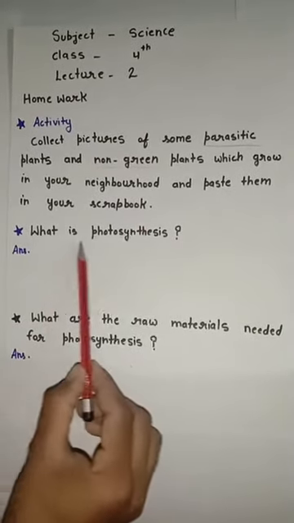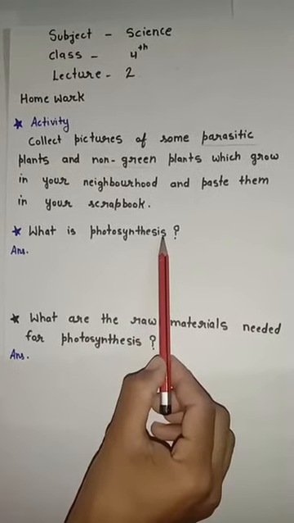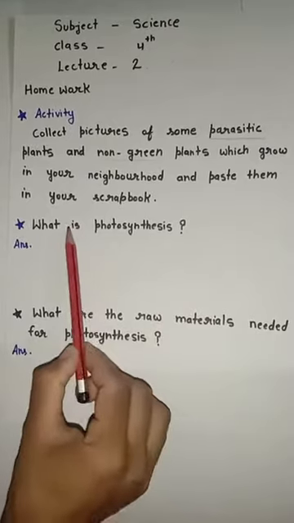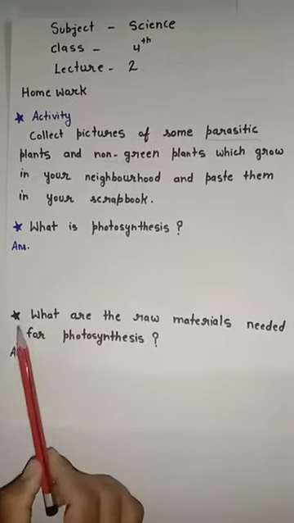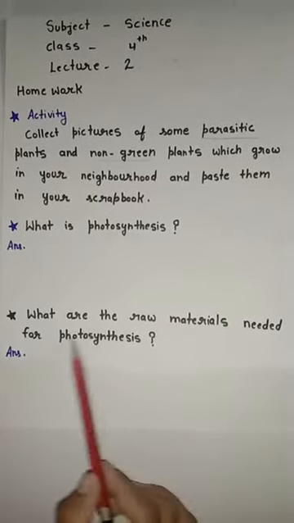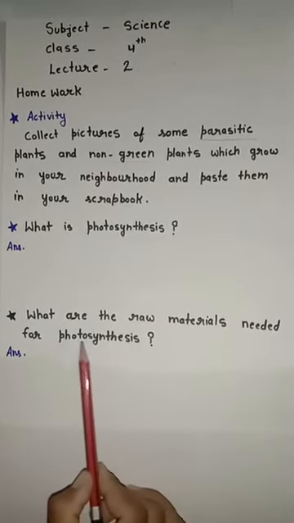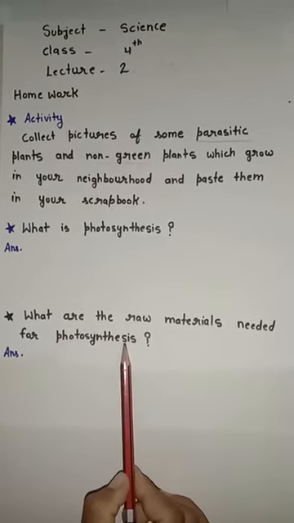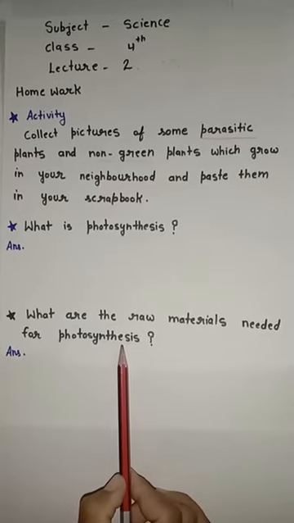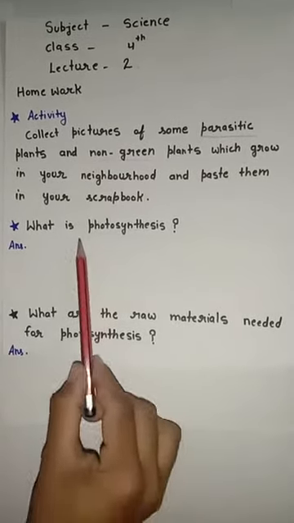Next one is, what is photosynthesis? Student, I explained photosynthesis in the previous lecture and in this lecture also. You have to write down the answer here. Next one is, what are the raw materials needed for photosynthesis? Here you have to write the things used by plants in the process of photosynthesis. I already told you about this. So now think in your mind and write down these answers.